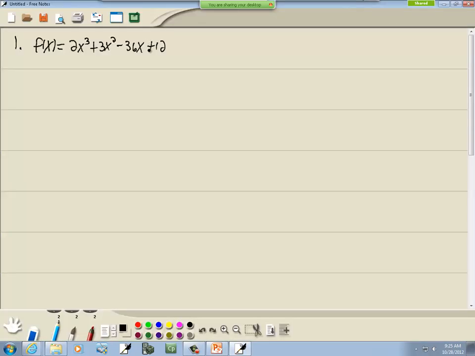I'm basically going to go through and find everything on these just so we can see all the different pieces. Well, the first thing is the domain, where our graph exists, x value wise. Now, if you've got a polynomial, your domain by default is negative infinity to positive infinity.